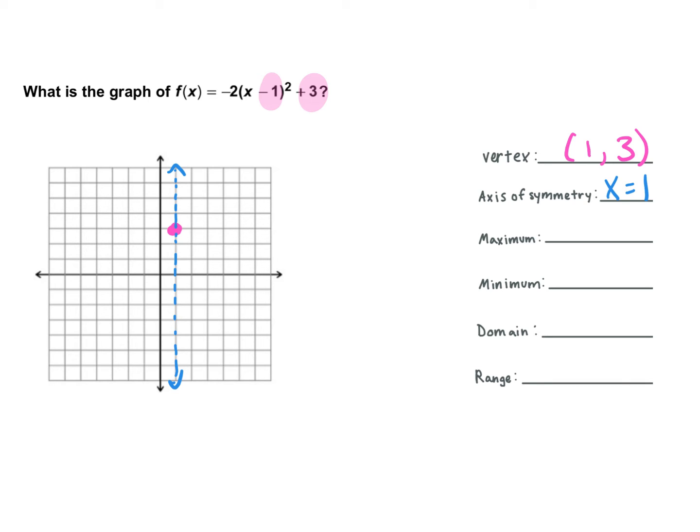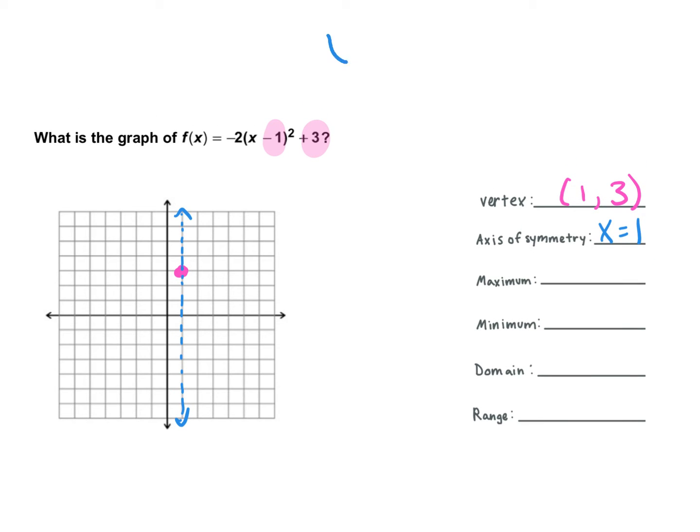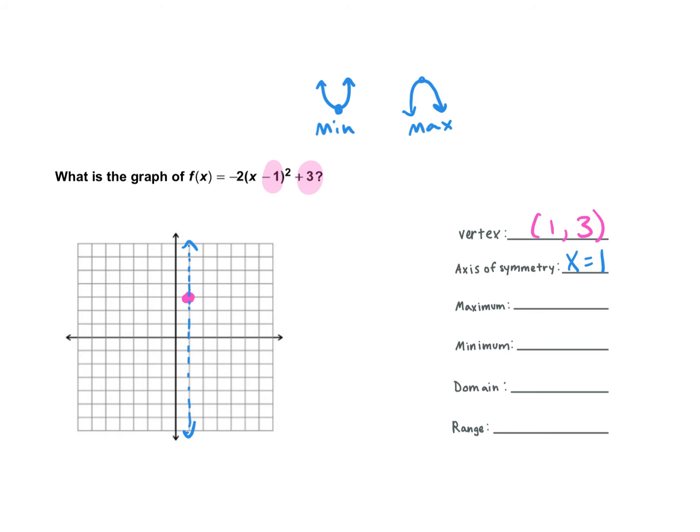For our graphs, we're either going to have a maximum or a minimum. So if it opens up, we have a minimum value because our vertex is at the lowest point. If it opens down, we have a maximum. And our A value determines if it opens up or down. So remember, our formula is y is equal to A times x minus h squared plus k. So we got our h and k for our vertex. And then our A is what's being multiplied out front. What's our A here?